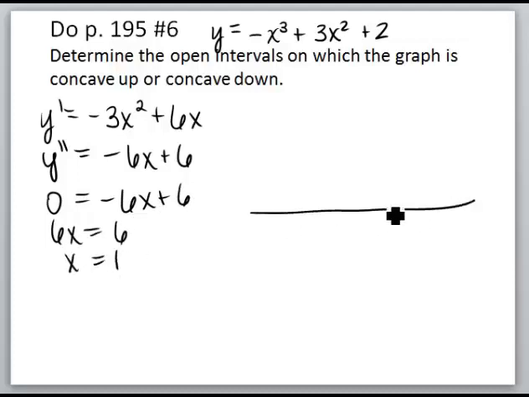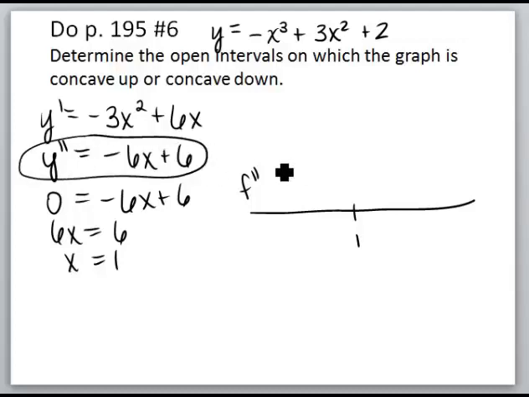We're testing these possible points of inflection for the second derivative. We want to know what's going on with the second derivative. If the second derivative is greater than 0, if it's positive, then we know it's concave up. If the second derivative is negative, meaning less than 0, then we know it's concave down. So let's test this interval. Let's put 2 in. Let's say we have negative 6 times 2 plus 6.